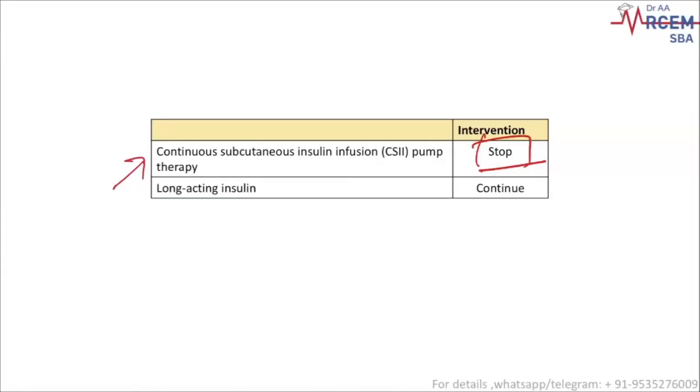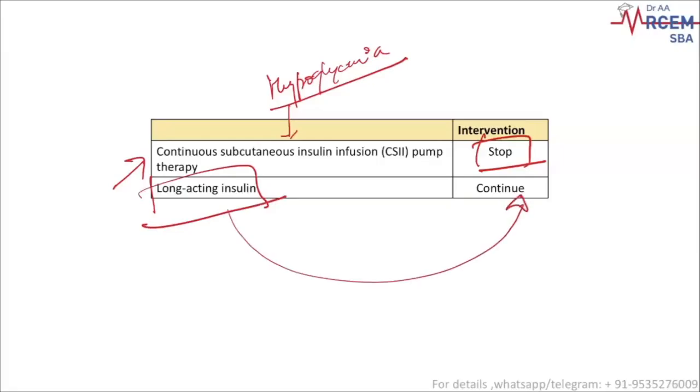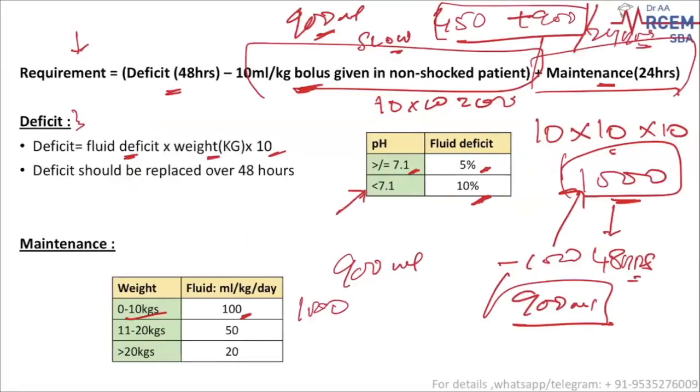Or the contact details would have been given on the device itself. If you're not aware of the device, you need to contact them and make sure you have switched it off. If you do not switch off the insulin infusion, recurrent hypoglycemic attacks can happen because the amount of insulin you are giving is more than what is required for the patient. If the patient is on long-acting insulin, continue giving the long-acting insulin.